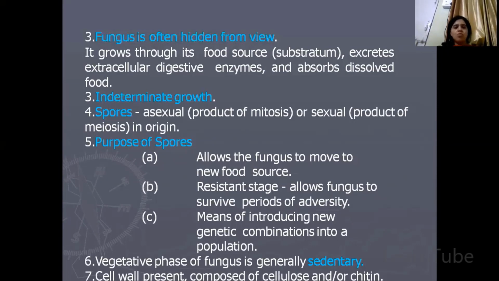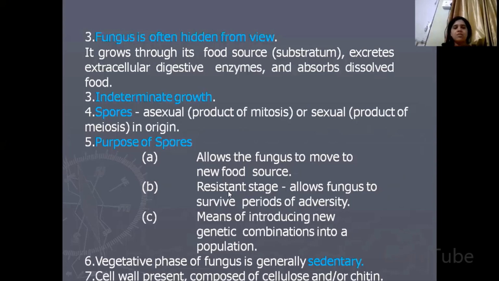Spores are both sexual as well as asexual. Asexual spores are the product of mitosis, and sexual spores are the product of meiosis. Now, what is the purpose of the spores? Why are spores used? First of all, it allows the fungus to move to a new food source. Obviously, through spores, the area of that particular fungus can grow because it can spread out, so that a new food source is found.